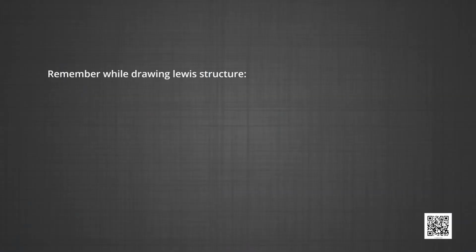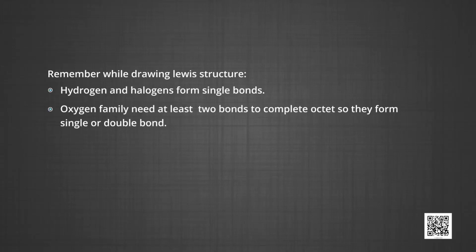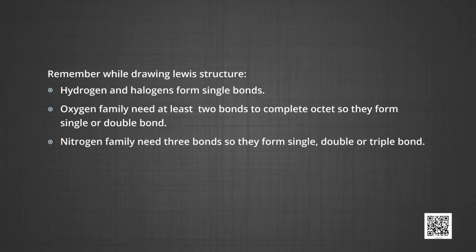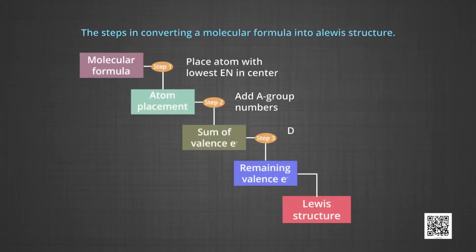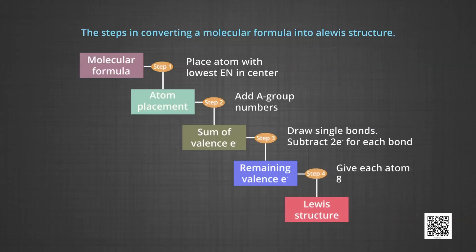Remember, while drawing the Lewis structures, hydrogen and halogens form single bonds. Oxygen family need at least 2 bonds to complete octet, so they form single or double bonds. Nitrogen family need 3 bonds, so they form single, double or triple bonds. Carbon family needs 4 bonds. Key steps to write Lewis structure. Now you can see the flow chart and the steps that will help you to write the Lewis dot structures.